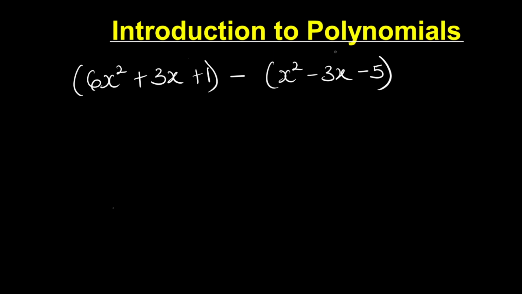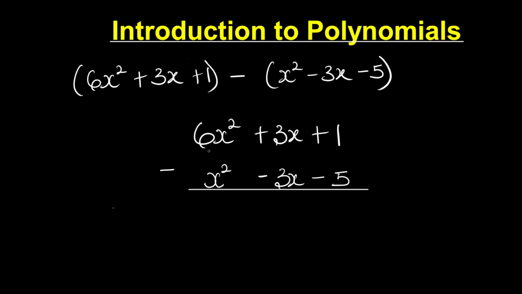Let's go ahead and try this. Never forget this. To add or subtract two polynomials, you simply have to add or subtract the coefficients of the corresponding powers. Here we are going to have that 6x squared minus x squared is 5x squared. 3x minus minus 3x is the same thing as saying 3x plus 3x, and that is going to yield positive 6x. 1 minus minus 5 is the same thing as saying 1 plus 5, which is equal to positive 6.